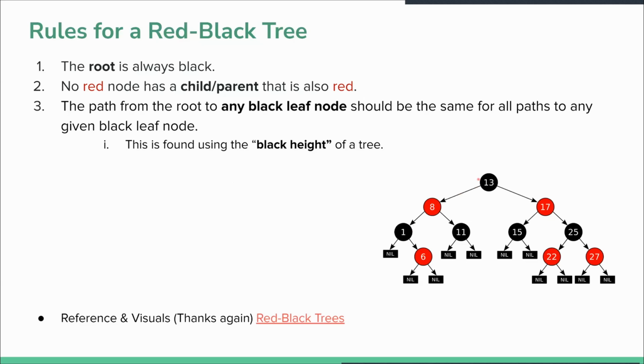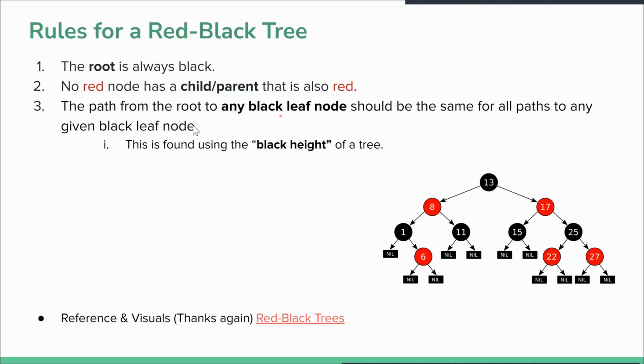So the path from the root to any black leaf node should be the same for all paths to any given black leaf node. Now that's kind of wordy. I'll just show you. It's very important to understand this visually. So we have our root to any black leaf node path, so 13 to, say, 1. It happens that all the other black nodes other than the root are in this example. So I might actually use the next slide's example.